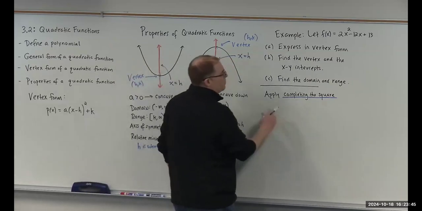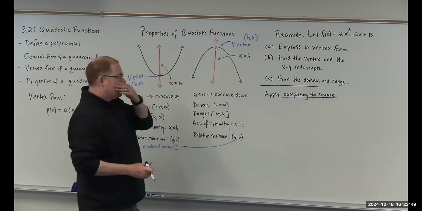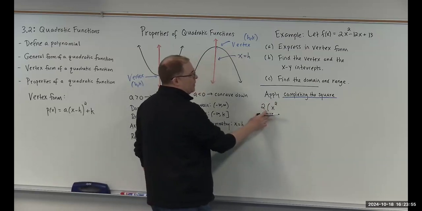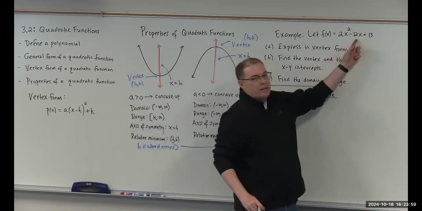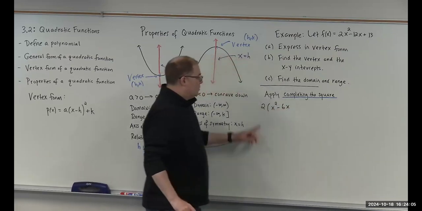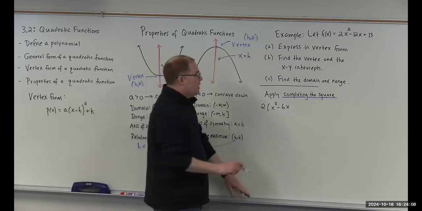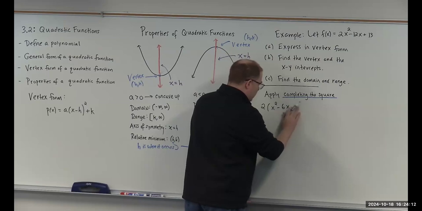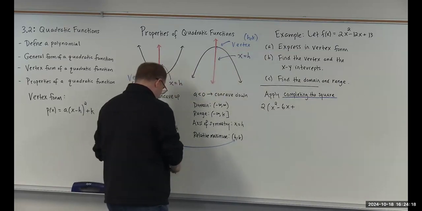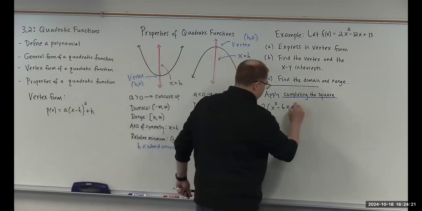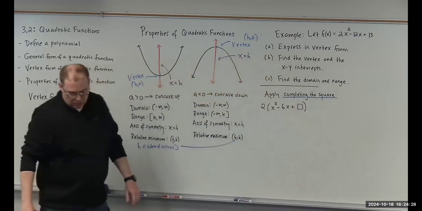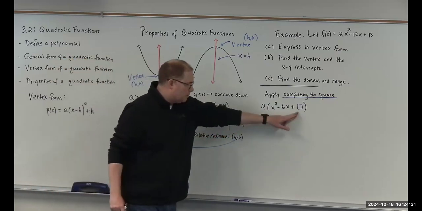The first thing is to factor out whatever is in front of x squared. So we're going to take the 2 and separate that from x squared, and then we're also going to factor out 2 from here. That's going to leave us with minus 6x, since 2 times minus 6 gives us negative 12. And then I'm going to put a box here as a placeholder, because we're going to put something here.